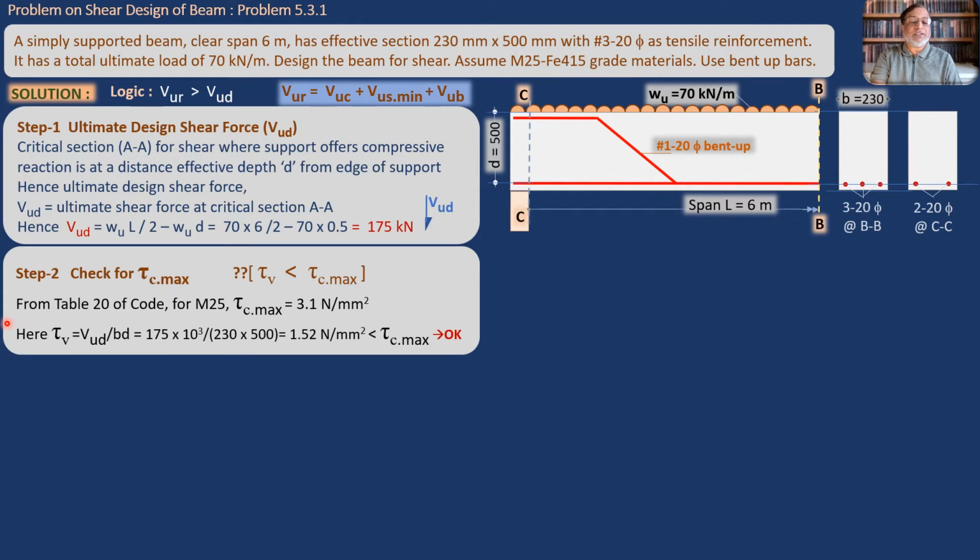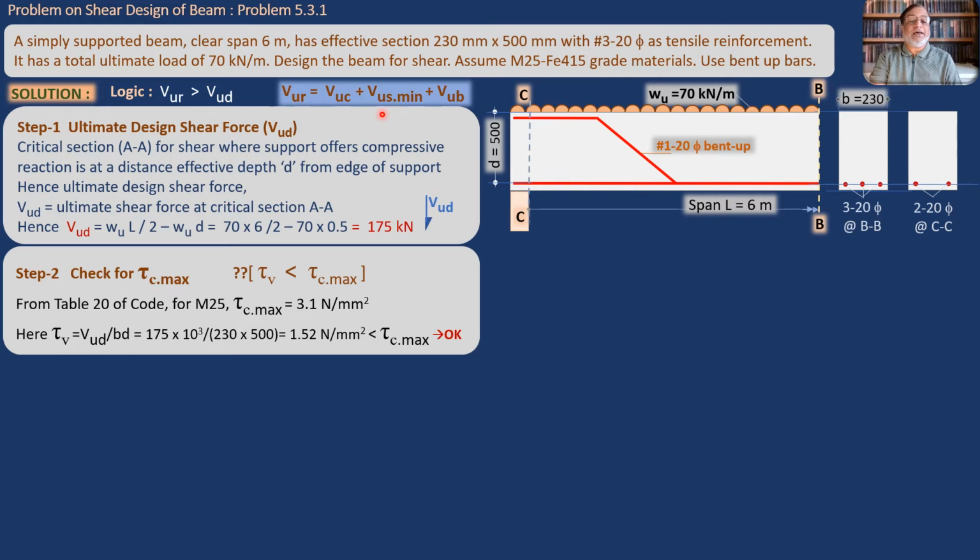So with this step 2, we have taken care of diagonal compression, and now we will proceed for developing shear resistance VUR for diagonal tension. So let us proceed.